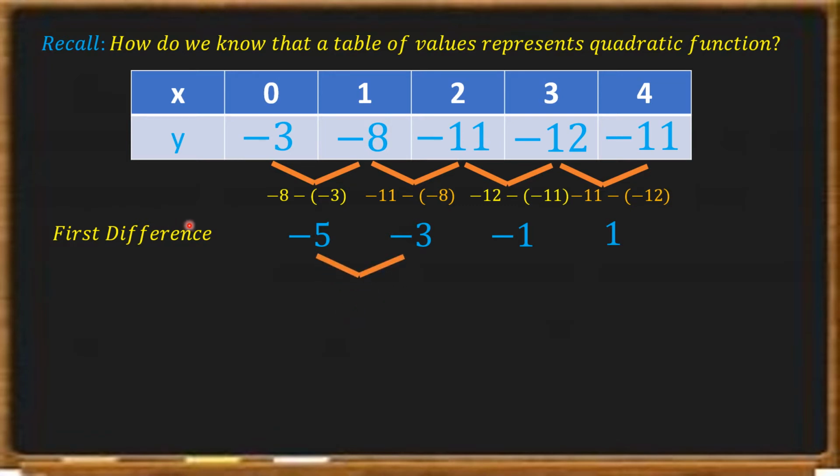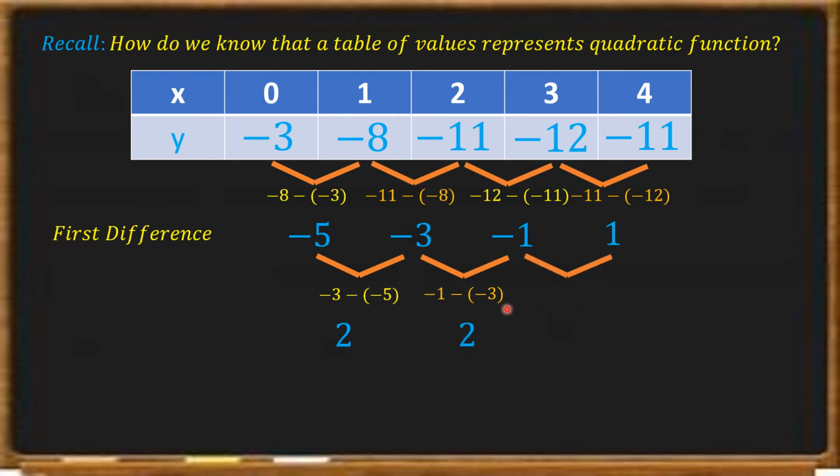Okay, so here we will subtract, right minus left. Negative 3 minus negative 5. So this becomes negative times negative, positive 5. So negative 3 plus positive 5, it's positive 2. Okay, next one, negative 1 minus negative 3. So this becomes plus 3. So this is negative 1 plus 3, it's positive 2.